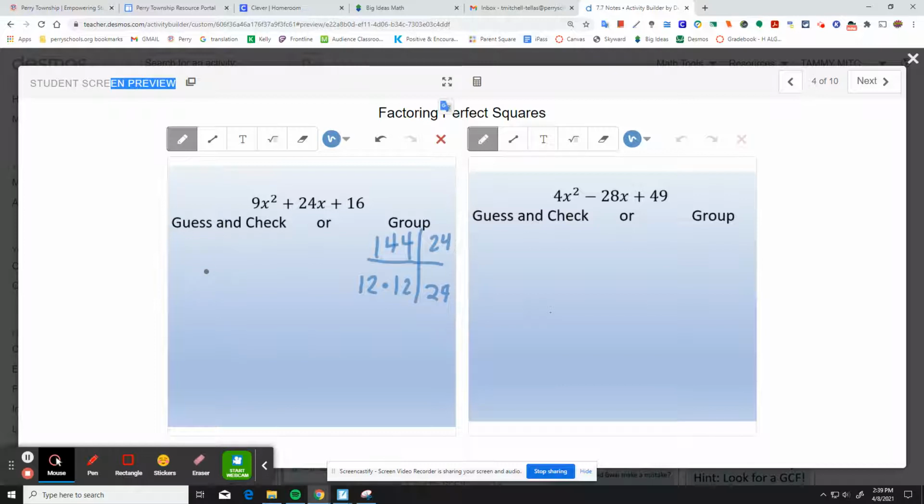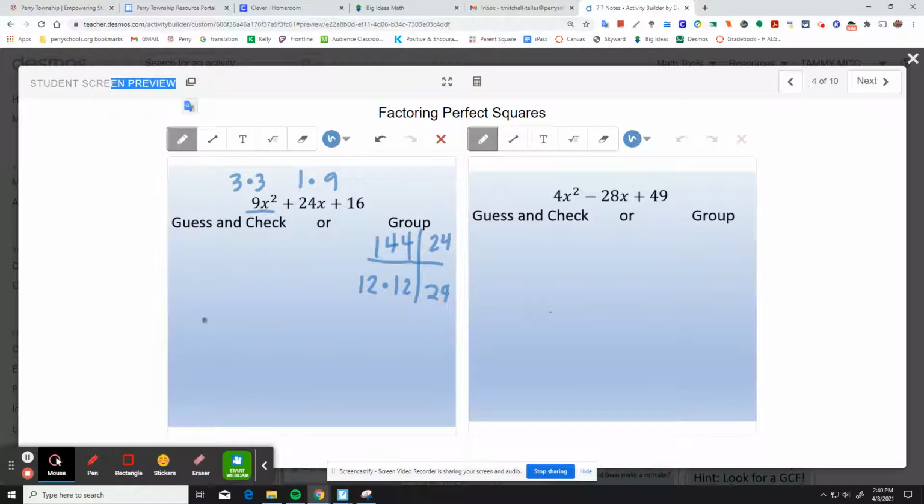So now we would guess and check. If it's 12 times 12, and we have a 9 in the front, then I know it's going to be 3x, because our factors of 9 are 3 and 3, and 1 and 9, and 9 does not go into 12. Only 3 goes into 12. So that's how I know it's going to be 3 and 3. So 3x plus something. Let me move this down a little bit.